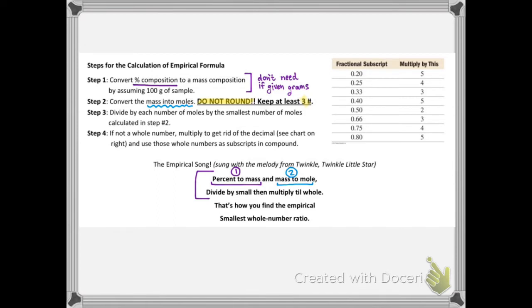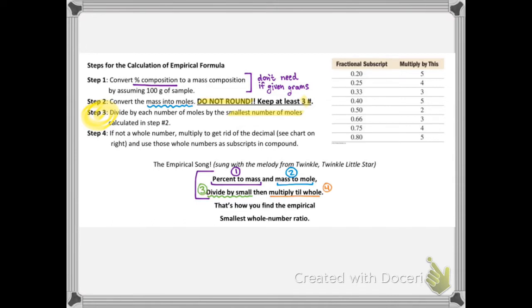Okay, third step. This is divide by small. Now, step 2, the rounding, that's the number 1 mistake people make. Step 3 is the number 1 thing people forget about. So step 3 is essential to get to the right answer. You can't forget about it. But all it means is divide each number of moles you have by the smallest number of moles that you calculated in step 2.